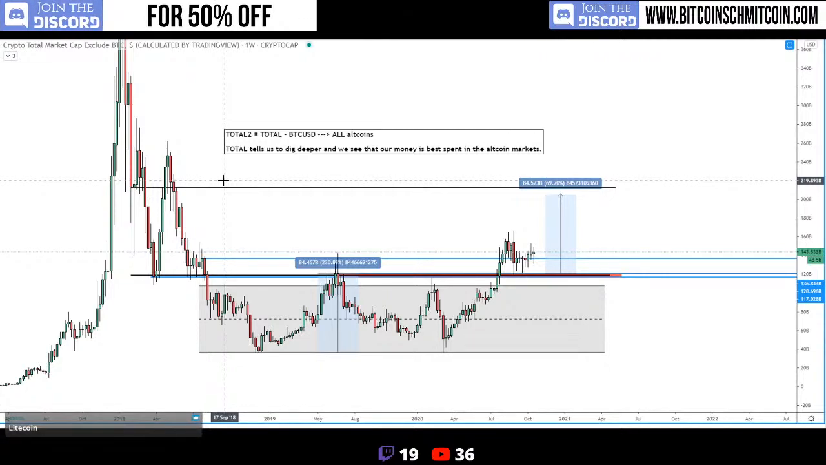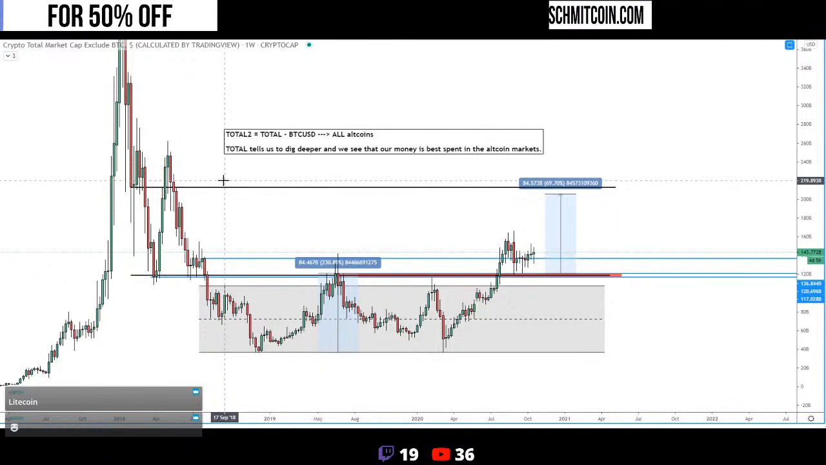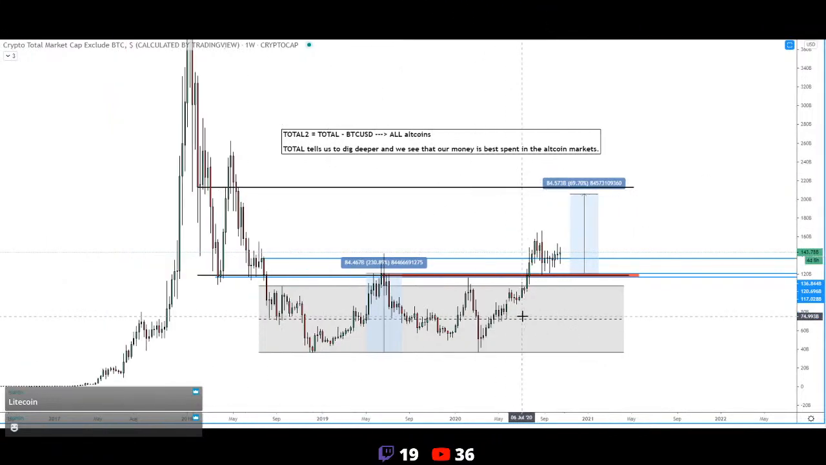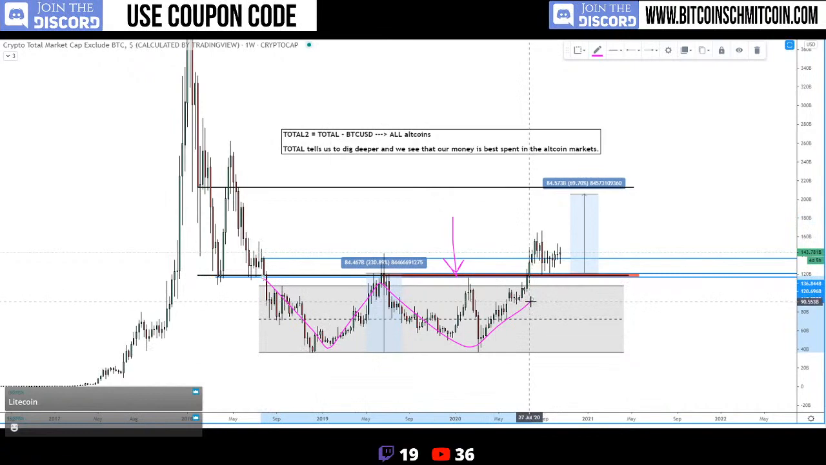Total 2 says, is investing in alts a good decision right now? And right now, the answer is yes. We see clean as clean can be, the support and resistance flip again on total 2. And this is making a W bottom sort of thing. You can call it an accumulation trading range.